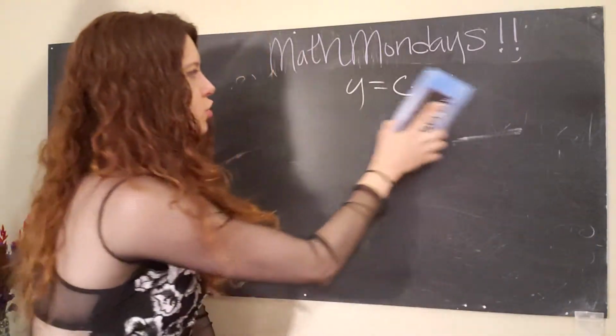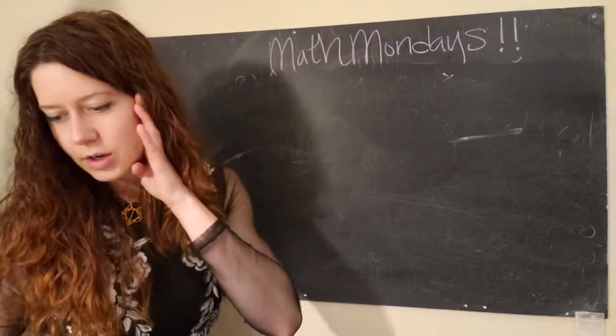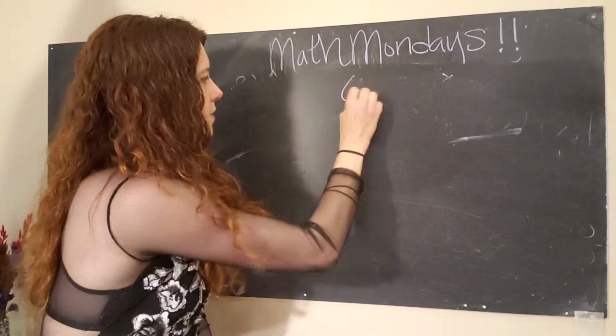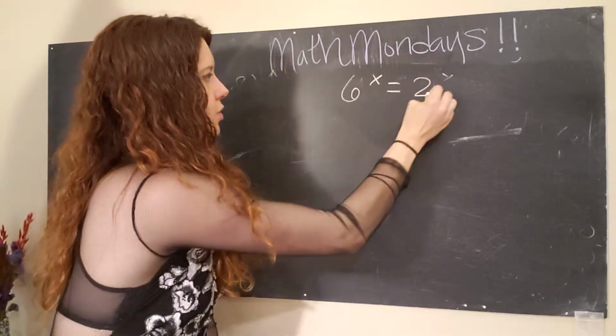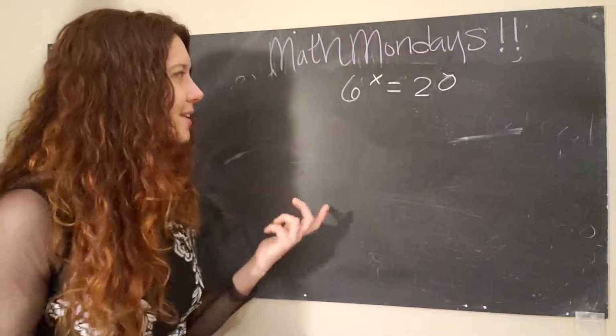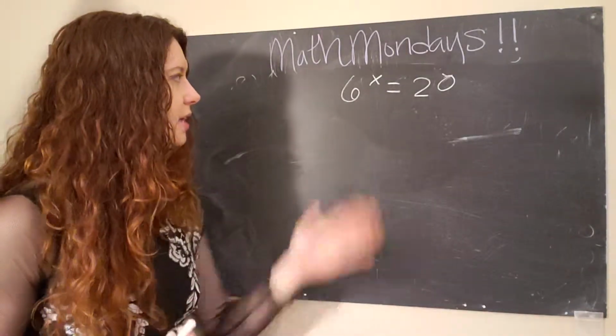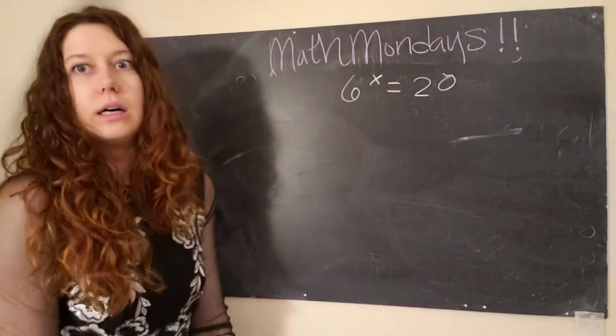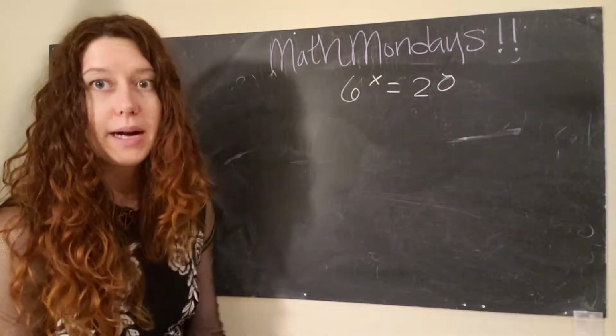So let us do an example. Let's say we have 6 to the x equals 20. And then I'm like, what's x? We've got to find x. What number gives us 20 if we have a base of 6? Where do we start?